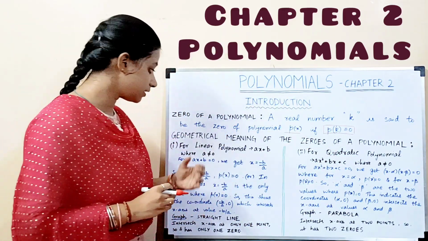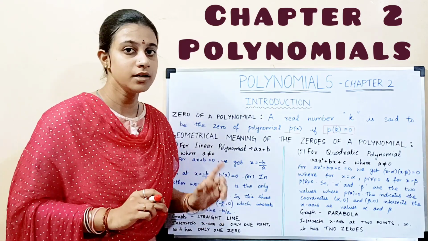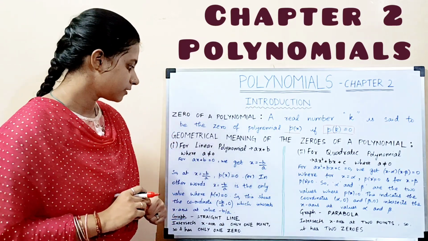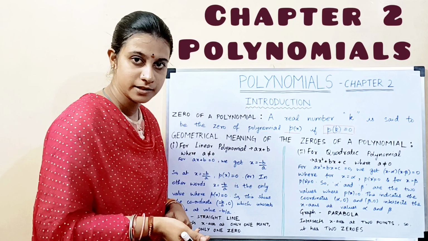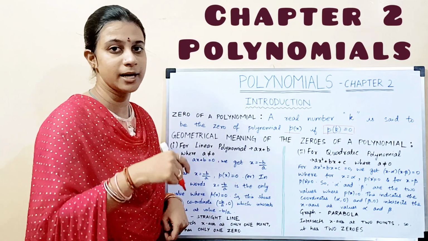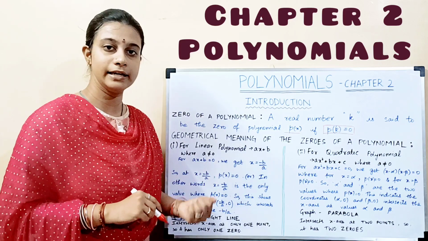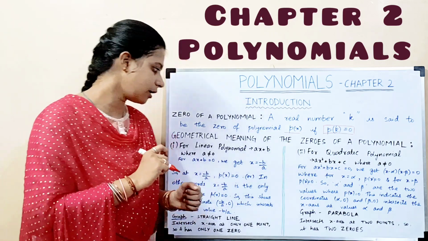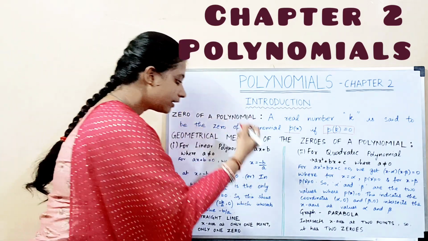Now we are going to see the geometrical meaning of the zeros of a polynomial. We will see how it is represented graphically, and while representing graphically, what shape we are going to get for linear and quadratic polynomials. Now let's see the linear polynomial.